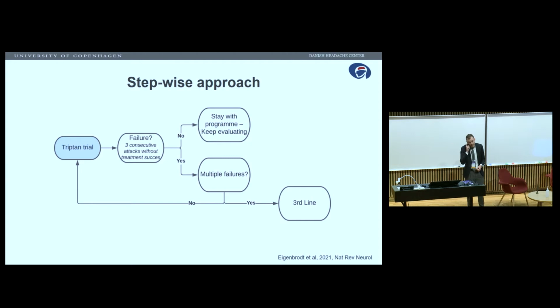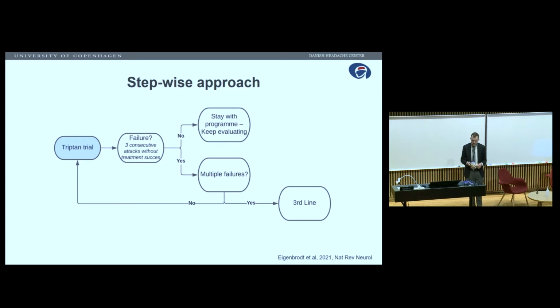A point more to be made about the step care approach. This is with an example for triptans. You try a triptan. It doesn't work in 3 consecutive attacks. What do you do? Well, if your patient has had multiple failures, or maybe failures from all triptans, you would move to the third line. But if not, do consider moving back to another triptan in the second line treatment. This is the way to do it in the step care approach.